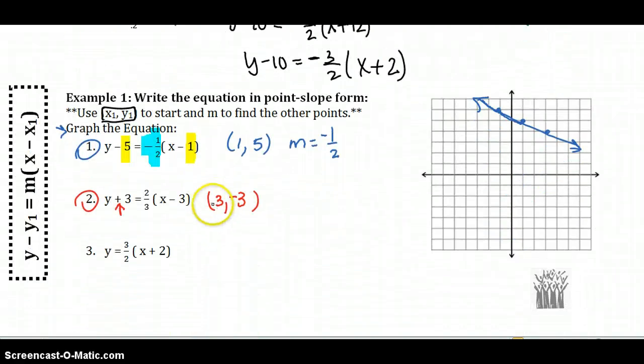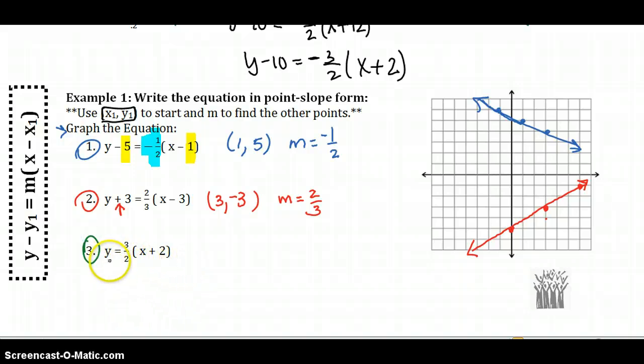Okay, so my point is (3, -3), and my slope is 2/3. So there again, I can start from (3, -3), 1, 2, 3. And my slope, I rise 2, run 1, 2, 3. Or I can go down 2 and left 3. Because negative over negative makes positive. And there's the second line. I'll use green for our third line.